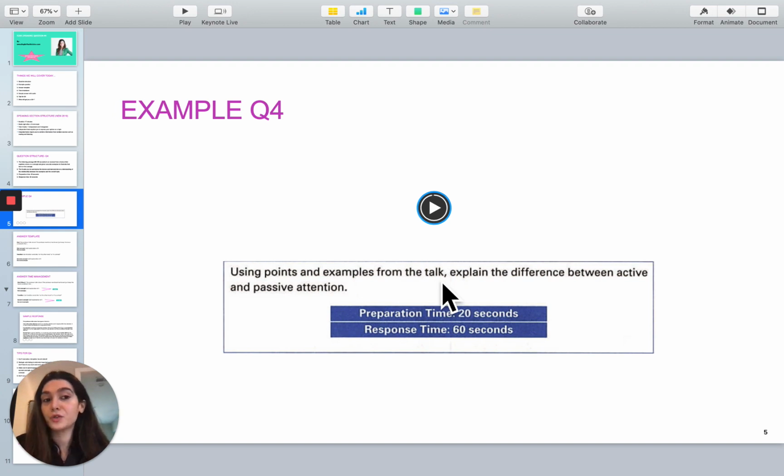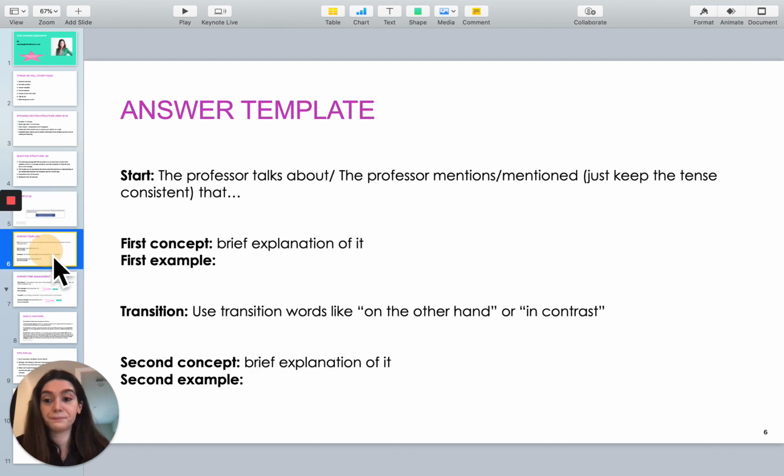So our question is, explain the difference between active and passive attention using the points and examples from the talk, which means you cannot use any of your pre-existing knowledge about the subject. So if you know anything about this topic through your academic courses, do not use that. You have to use the points and the examples from the talk. Now you get 20 seconds to prepare and 60 seconds to respond. Now I'm going to give you a template that you can use to answer the question.